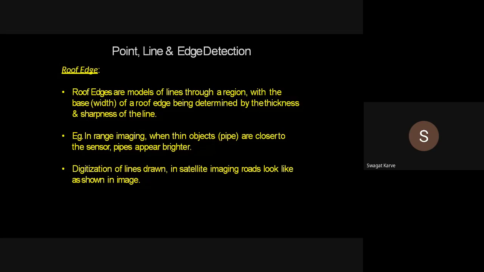Convolving mask and target. Target means the image where you want to detect whether line, edge, or point, depending upon your application. So convolving that basic mask with your target image, that's the simple process of edge detection, point detection, or line detection, anything. And the basic property of that mask is it can be a first order derivative or second order derivative. Clear with this?